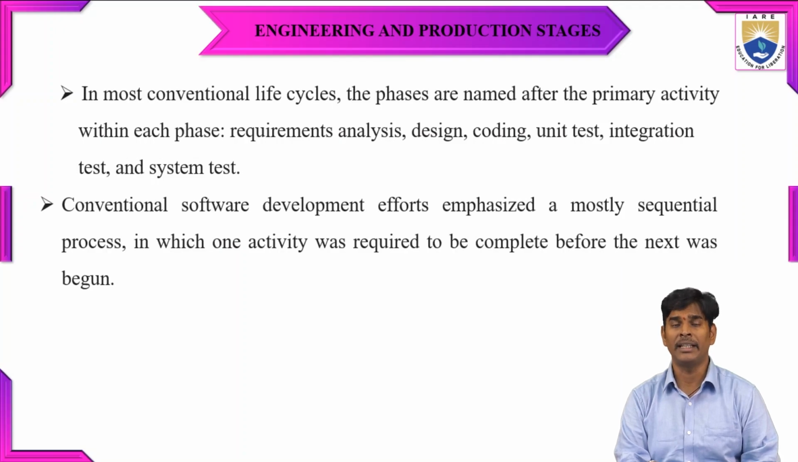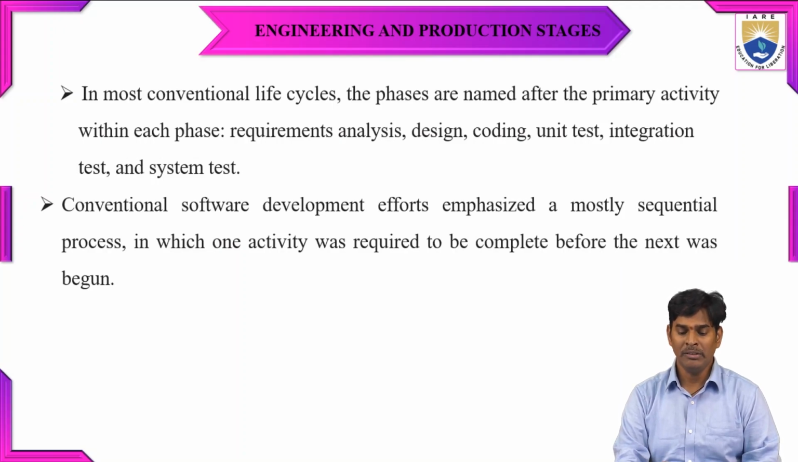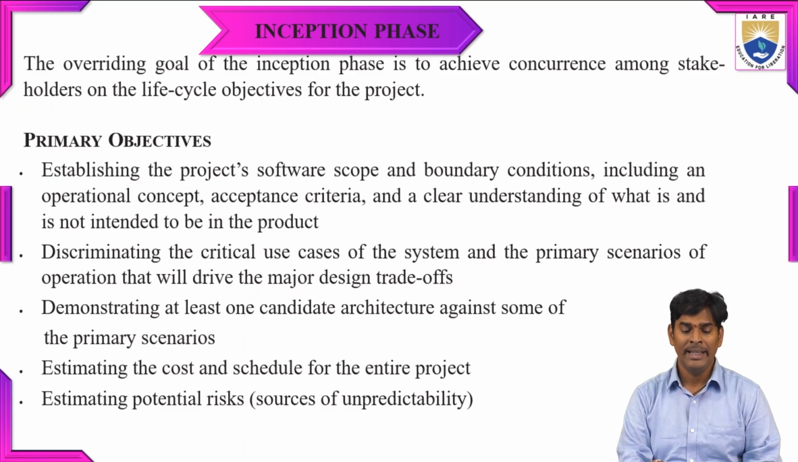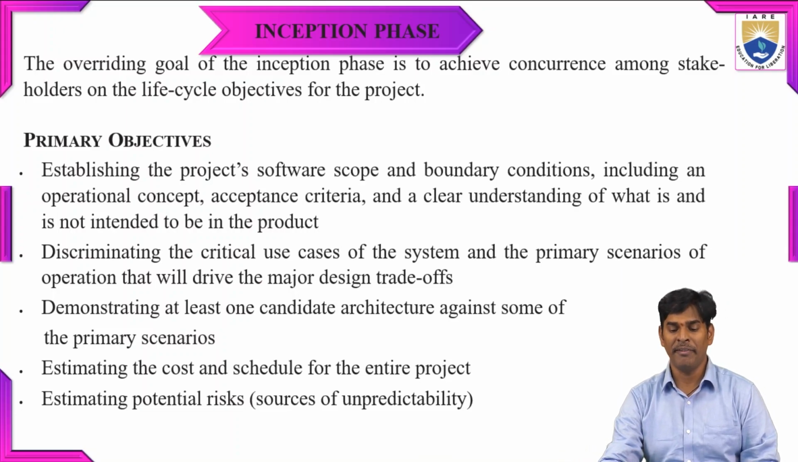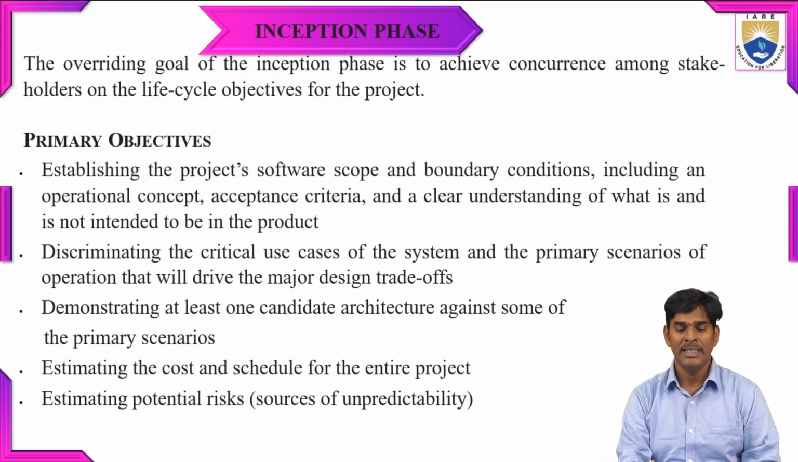So this is about the engineering and the production stages. Now we'll discuss the engineering phase. The inception phase will be there. Inception is nothing but the starting stage where the requirements and planning will happen. The overriding goal of the inception phase is to achieve concurrence among stakeholders on the life cycle objectives for the project. So mainly in the inception, they're going to deal with the stakeholders, and check what is the achievement or the goal in the initial stage here.